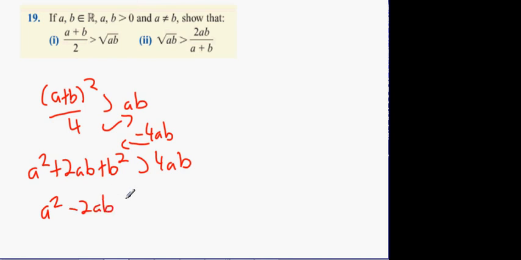Alright, square both sides. A plus b squared over 4 greater than or equal to ab. Cross multiply up to 4, square out the left. A squared plus 2ab plus b squared greater than or equal to 4ab. Move the 4ab over the other side. It becomes minus 4ab. A squared plus 2ab minus 4ab, that is minus 2ab, plus b squared greater than or equal to 0. We should know this one off by heart by now. A minus b squared greater than or equal to 0. It's a perfect square. It's greater than or equal to 0.